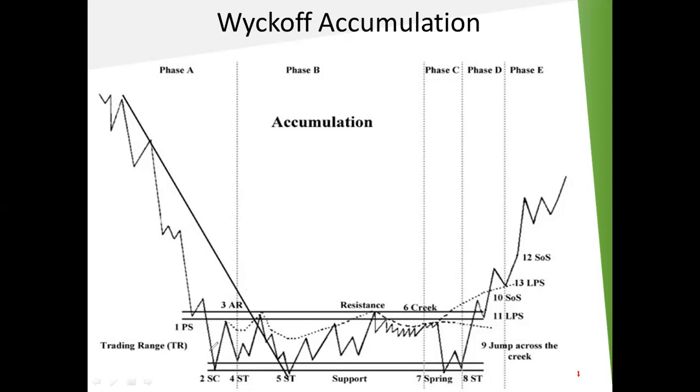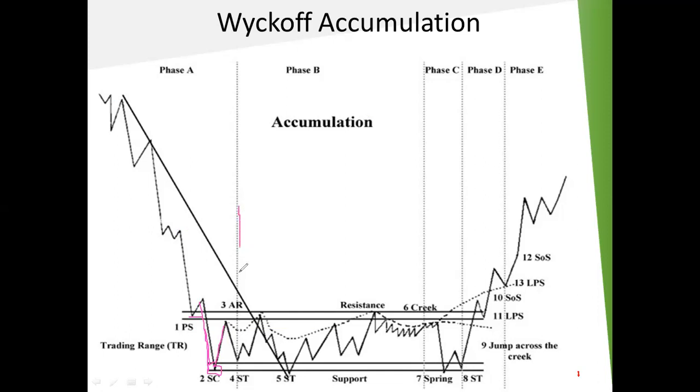After the selling climax, when we see an automatic rally or automatic reaction, some call it automatic reaction, some call it automatic rally. After a sharp fall of prices from the point of preliminary buying, the reaction which occurred after this selling climax is called automatic reaction or rally.